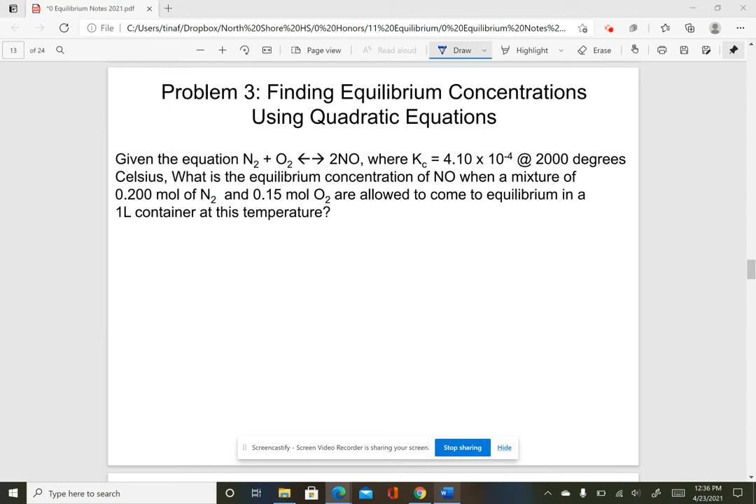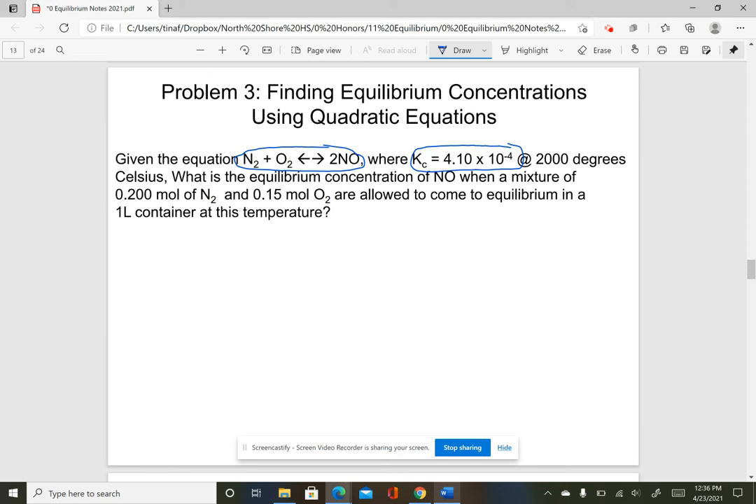Okay, guys, so I saved this example for a video all by itself. The process that we're going to go through is the same as what we've been going through, but you'll see why this one is a little bit more complicated. They give us a reaction, and they're telling us what the equilibrium constant is equal to. And they're asking us for concentrations.